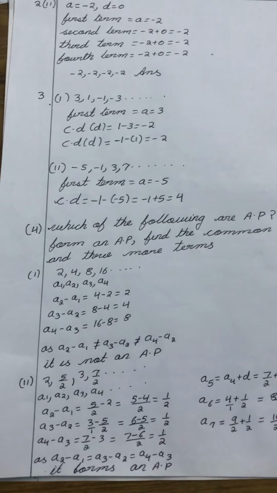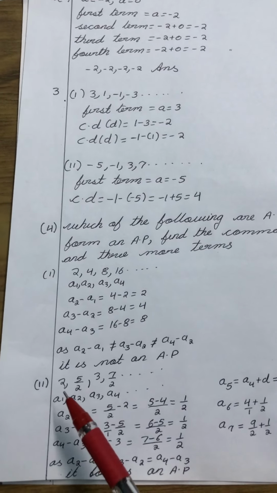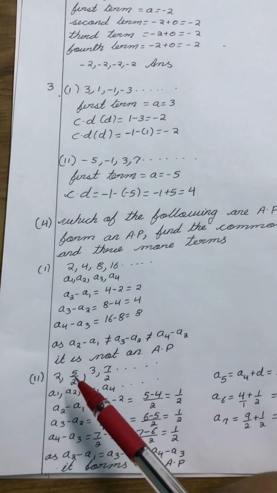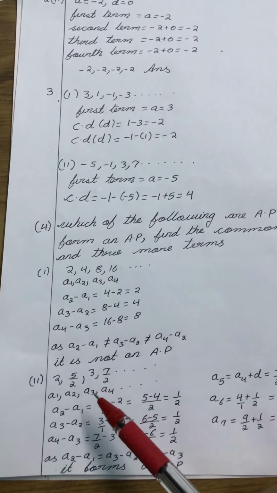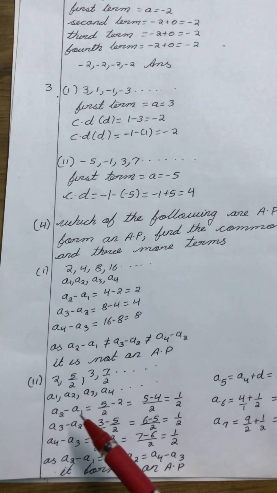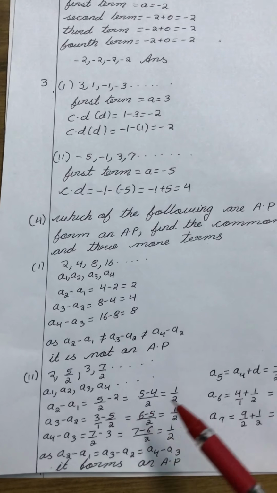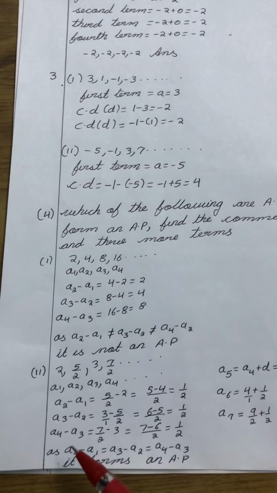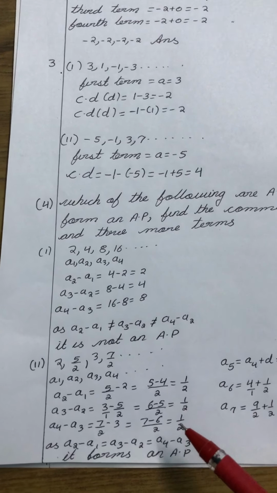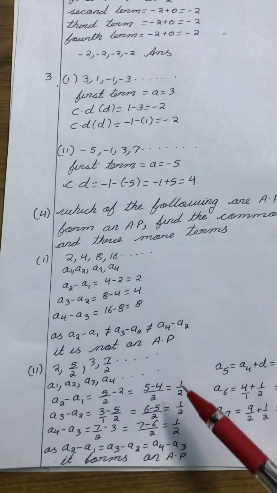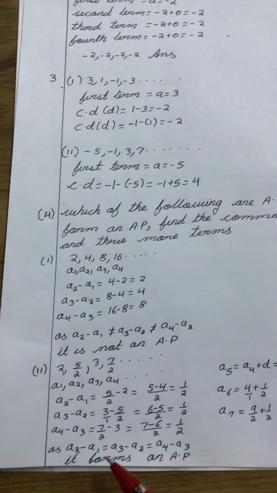Now the second part, the terms are 2, 3.2, 4.2, 5.2. The first term is A1, then A2, A3 and A4. So again we find the common difference. A2 minus A1, 5.2 minus 2, coming 1.2. A3 minus A2 coming 1.2. A4 minus A3 coming 1.2. So in this case, we have seen that the common difference is coming the same. So it forms an AP.